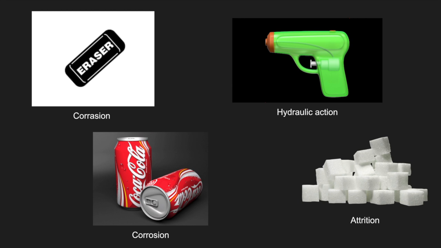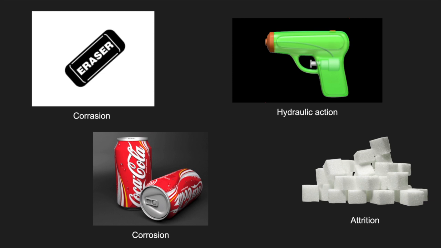The second one is hydraulic action. This is the sheer power of the water as it smashes against the riverbanks. Air becomes trapped in the cracks of the river banks and bed and causes the rock to break apart. Corrosion, not to be confused with abrasion, is when the water dissolves certain types of rocks, for example limestone.